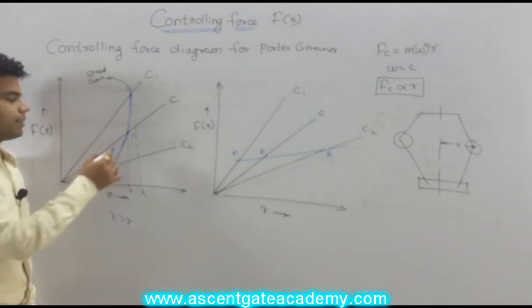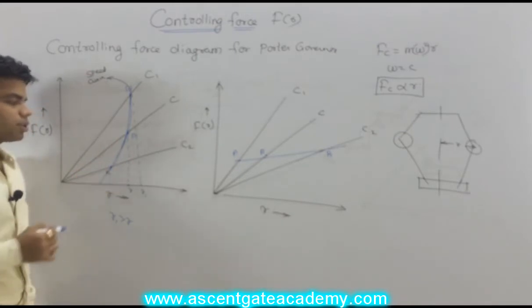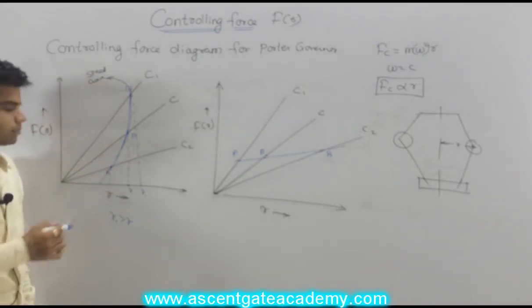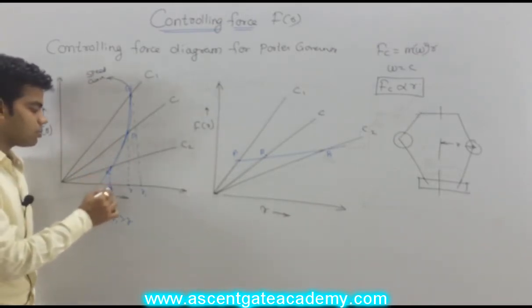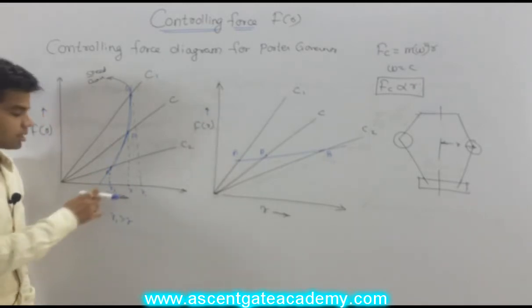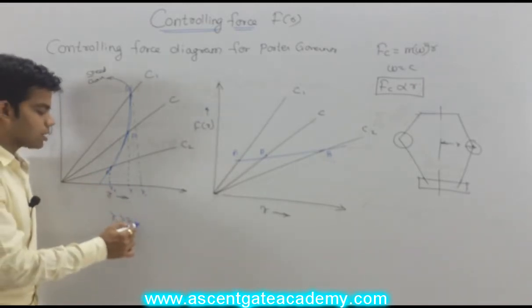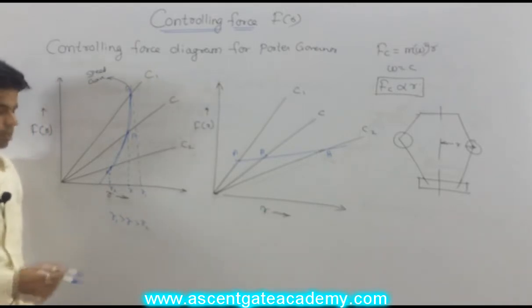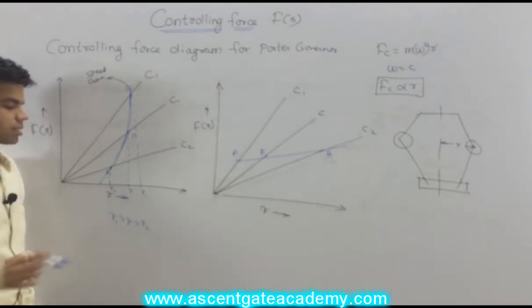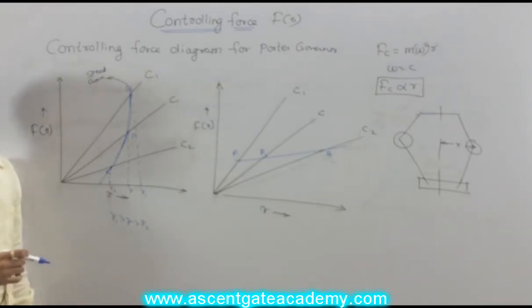Getting this? And if the speed of the governor is decreasing, the radius at this particular point is suppose R2, such that this R2 is further less than R. That means R1 is greater than R, which is greater than R2. Getting the point or not?